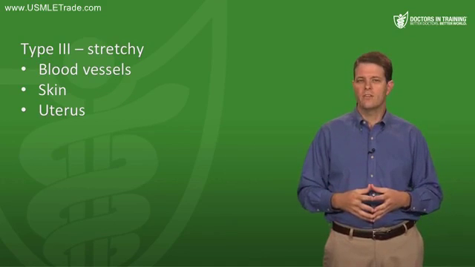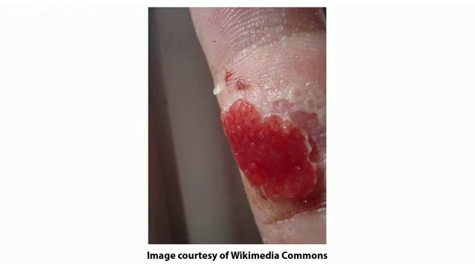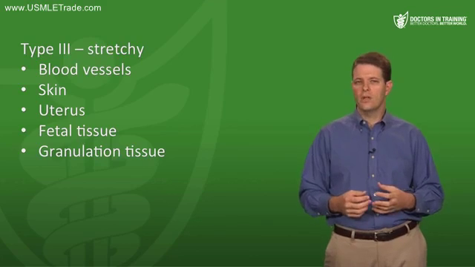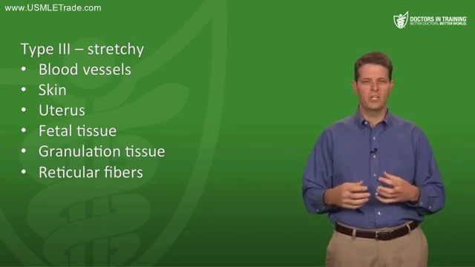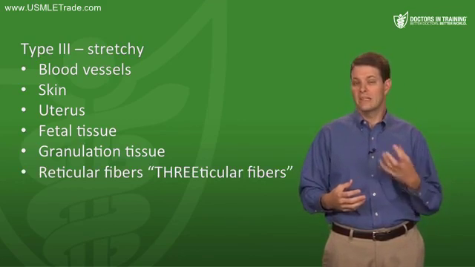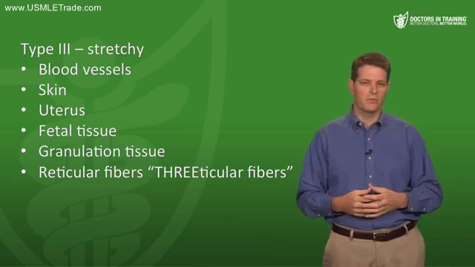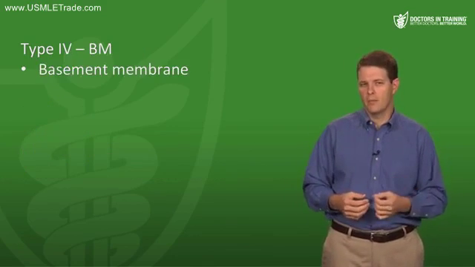Type 3 collagen is also found prominently in embryonic and fetal tissue and in granulation tissue, which is part of the wound healing process. We're going to look at that later. But granulation tissue is beefy red and shiny and often kind of wet looking. Type 3 collagen also makes up a type of filament called reticular fibers, which forms the connective tissue stroma in these organs and tissues. And you can remember it as 3-ticular fibers for collagen type 3. And then type 4 collagen is found in the basement membrane.